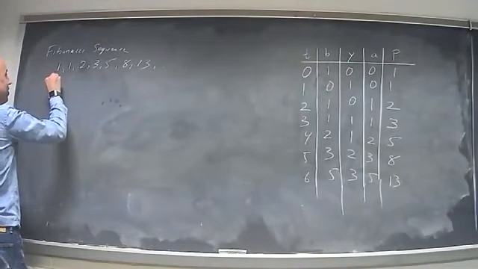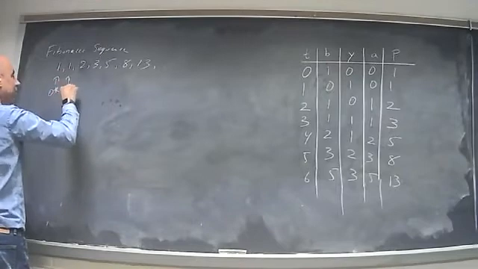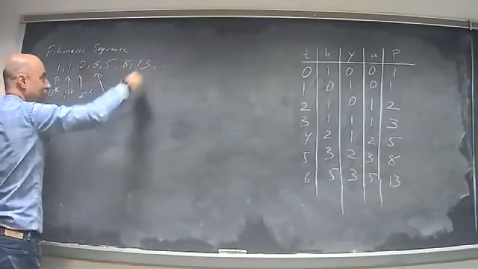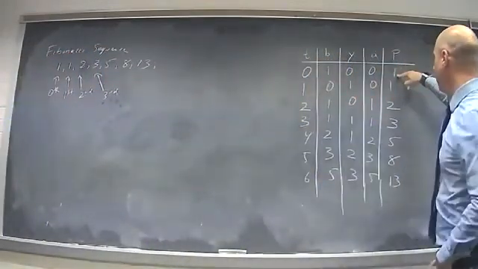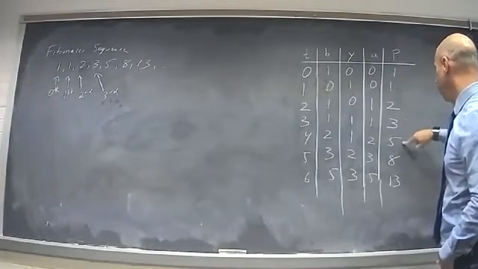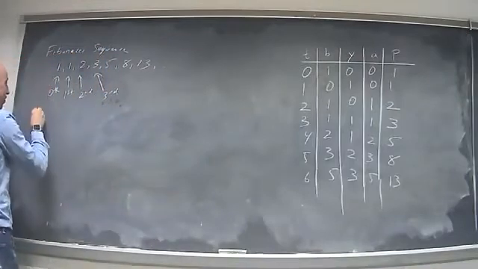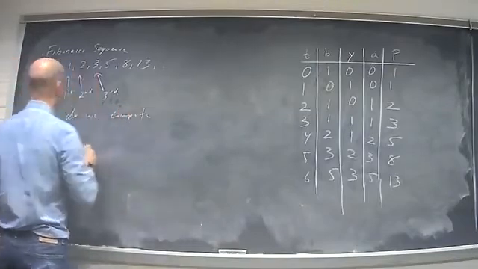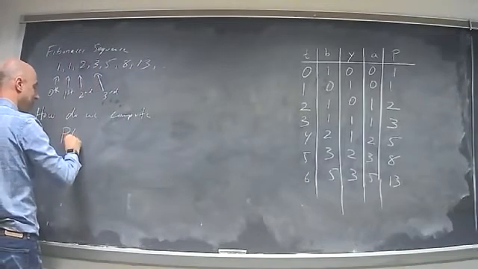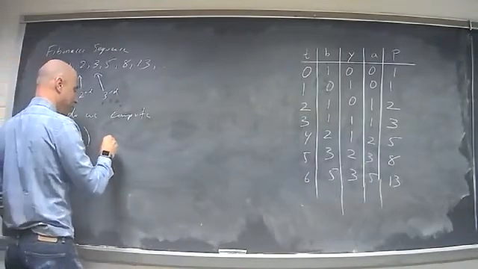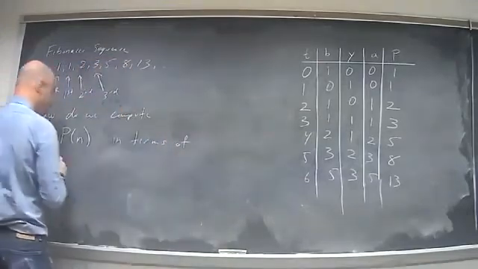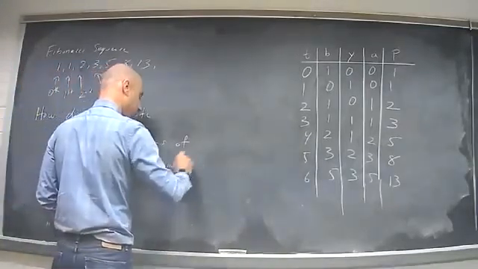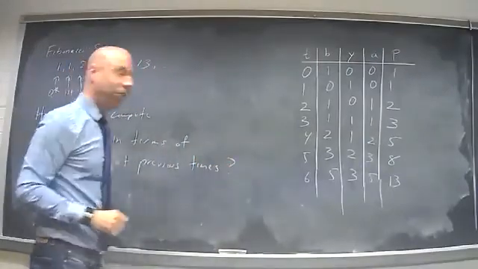So let's say this is the 0th Fibonacci number. This is the first, this is the second, and this is the third, and so on, 4th, 5th, 6th. So this is P of 0, P of 1, P of 2, P of 3, P of 4, and so on. How do we compute the population, the Fibonacci number at time n, in terms of populations at previous times? In other words, what's the recurrence relation?